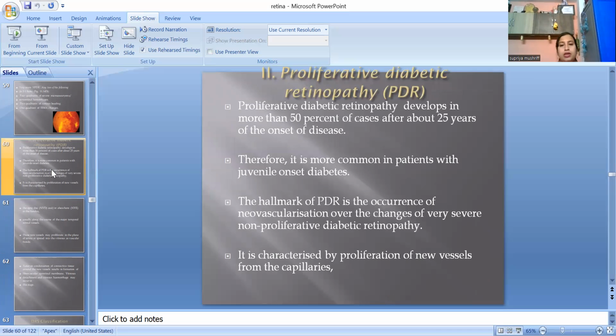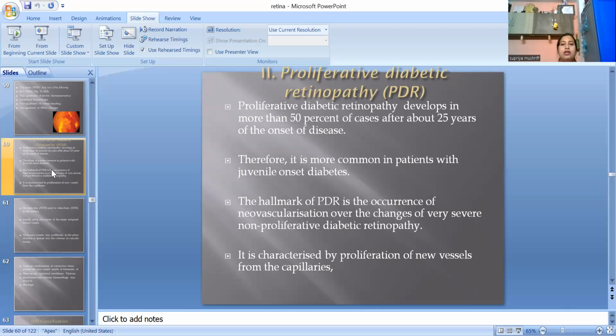Proliferative diabetic retinopathy develops in more than 50% of cases after 25 years of onset of disease. Therefore, it is more common in patients with juvenile onset diabetes. The hallmark of proliferative diabetic retinopathy is the occurrence of neovascularization over the changes of very severe non-proliferative diabetic retinopathy. It is characterized by proliferation of new vessels from the capillaries.